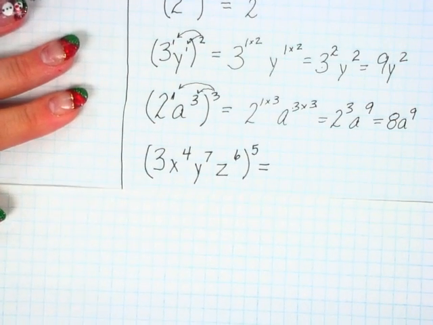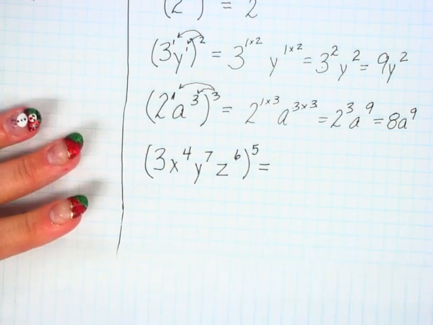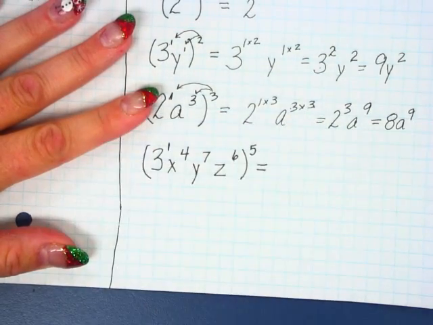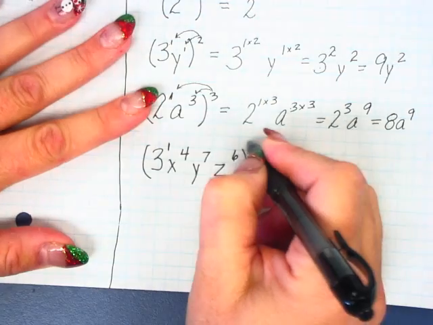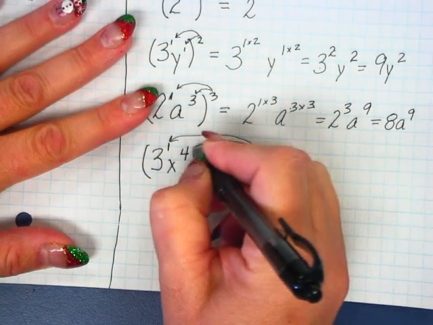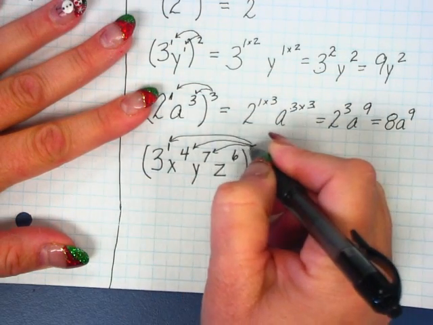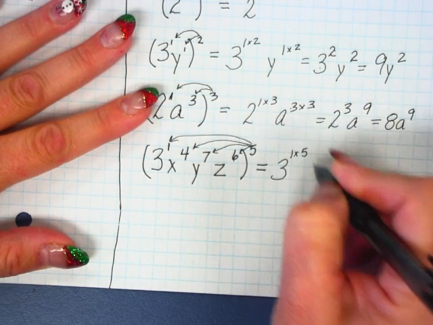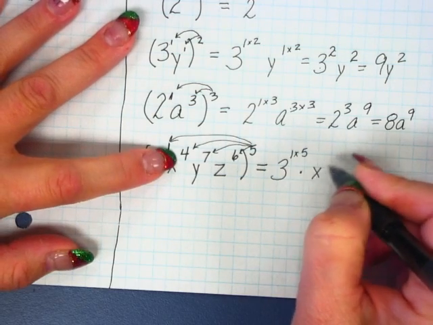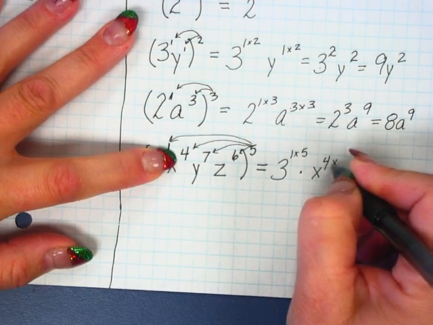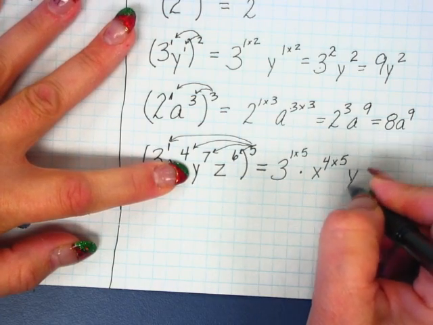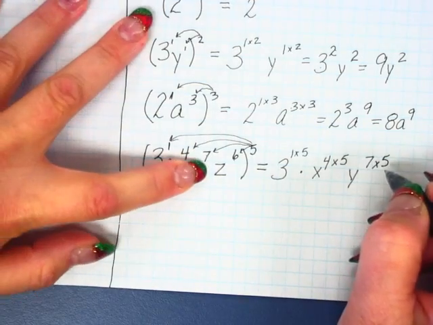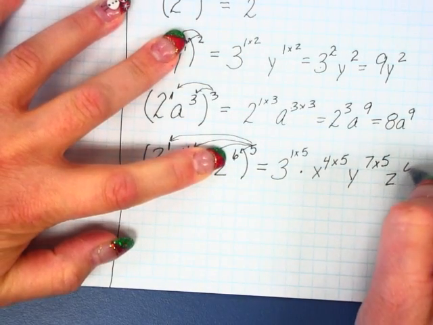All right, so now if we're looking at a problem like this, again, remember that 3 is raised to the 1 power. So again, we're distributing that 5 to the 1, to the 4, to the 7, and to the 6. So 3 to the 1 times 5 power, x to the 4 times 5 power, y to the 7 times 5 power, and z to the 6 times 5.